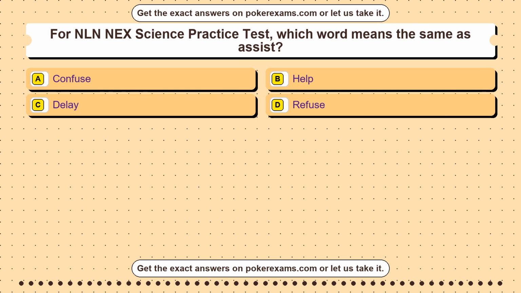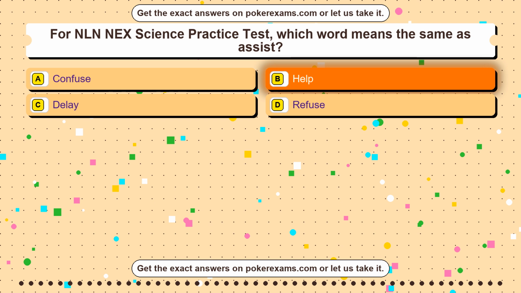Question 32. For GET RLA practice test, which point is on the y-axis? Option A, 4, 4. Option B, 0, 5. Option C, 5, 0. Option D, 3, 2. The correct answer is option B, 0, 5.